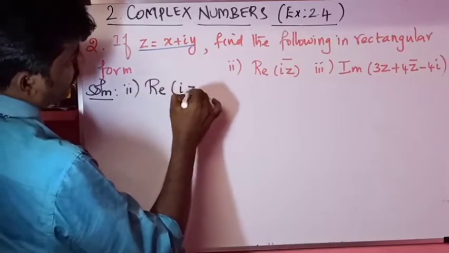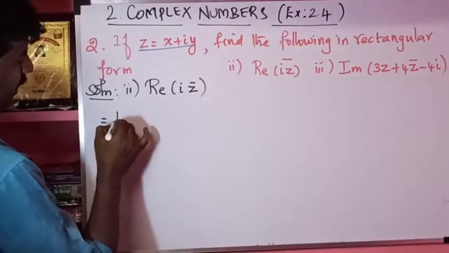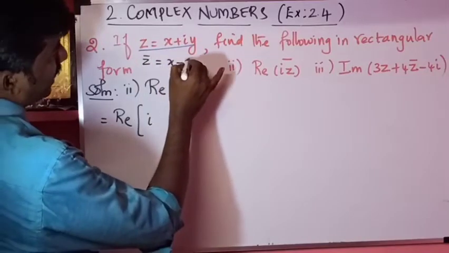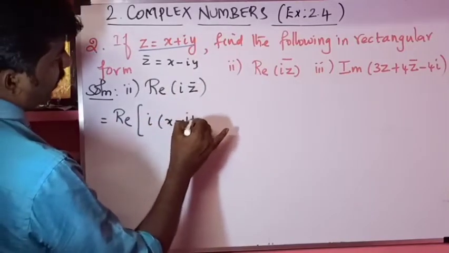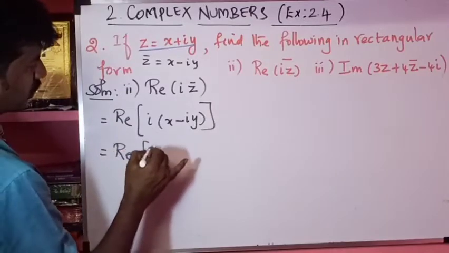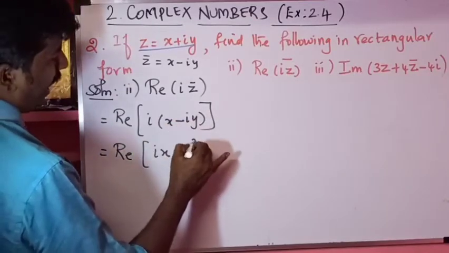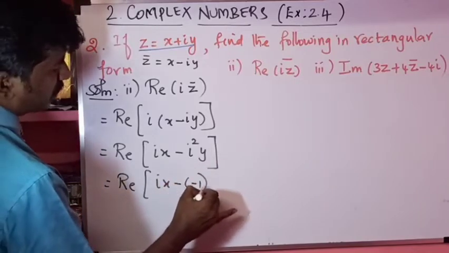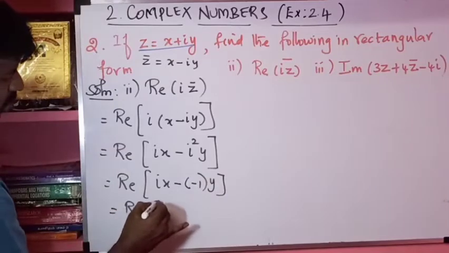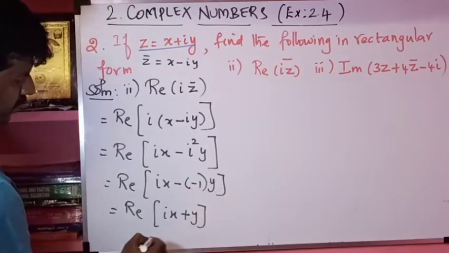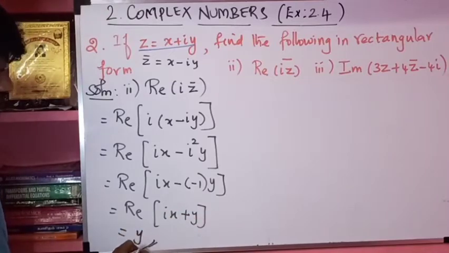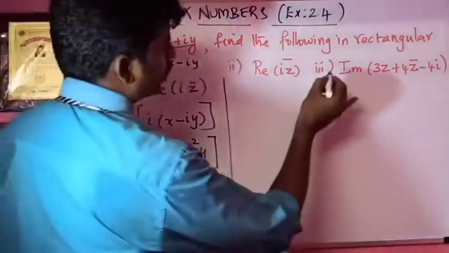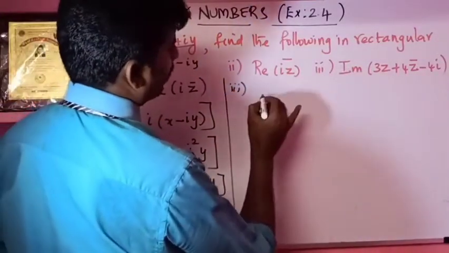See the second point in question 2.4. What is given is the real part of i z bar. This is very interesting, listen carefully. If z is x plus iy, then z bar is x minus iy. The real part of i into x minus iy is ix minus i square y, and i square can be written as minus 1. So the real part of ix plus y is y. The real part is y, so y is the answer.